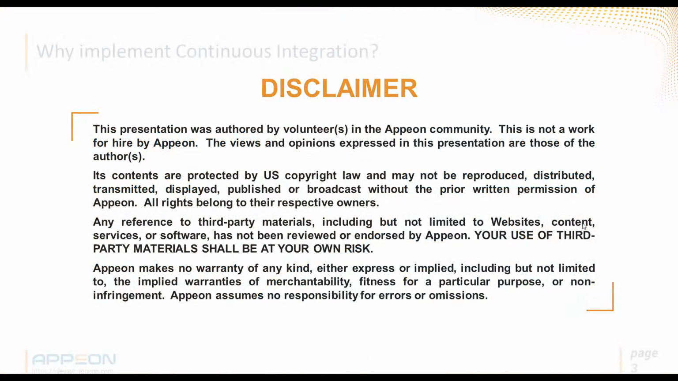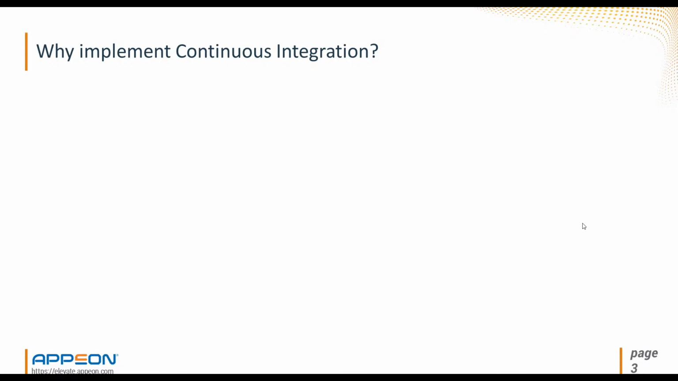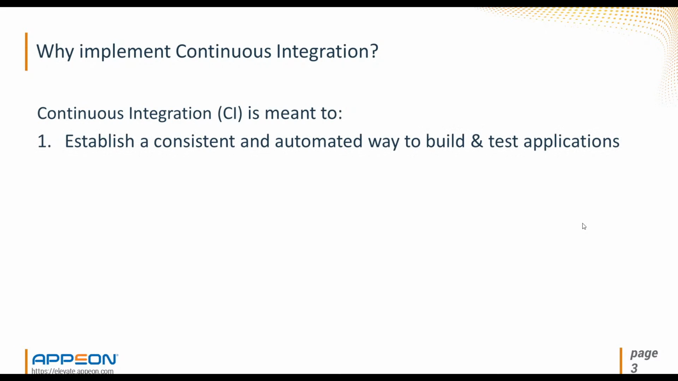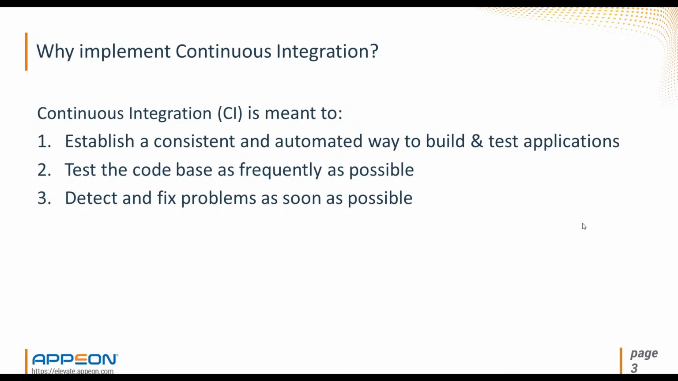We will start by quickly introducing the reason why you want to implement continuous integration, if you're not already familiar with the concept. Continuous integration, or CI, is meant to establish a consistent and automated way to build and test your application. You would test the code base as frequently as possible in order to detect and fix problems as soon as possible. It's obviously better for a developer to fix a problem in the code he has developed recently, while it's still fresh in his memory.